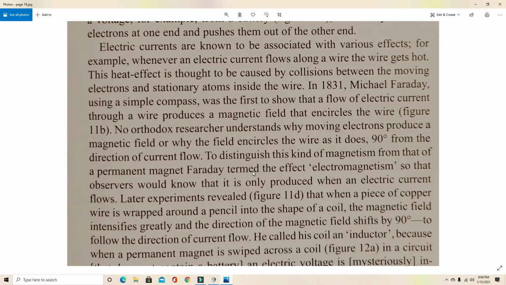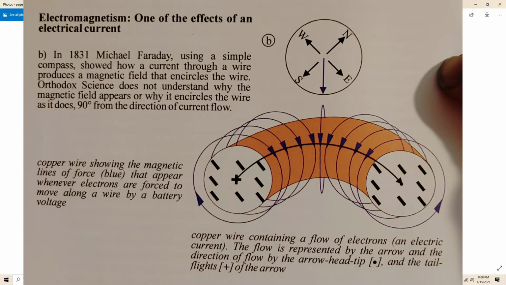The heat effect is thought to be caused by a collision between the moving electrons and the stationary atoms inside the wires. In 1831, Michael Faraday, using a simple compass, was the first to show that a flow of electric current through a wire produces a magnetic field that encircles the wire. Figure 11b. No orthodox researcher understands why moving electrons produce a magnetic field or why the field encircles the wire as it does, 90 degrees from the direction of the current flow.